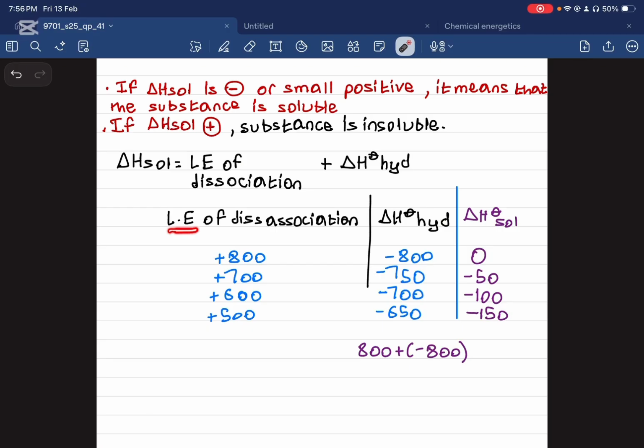Now, look at the lattice enthalpy of dissociation values. How do they change? And look at the hydration values. How do they change? Minus 100, minus 100, minus 100.